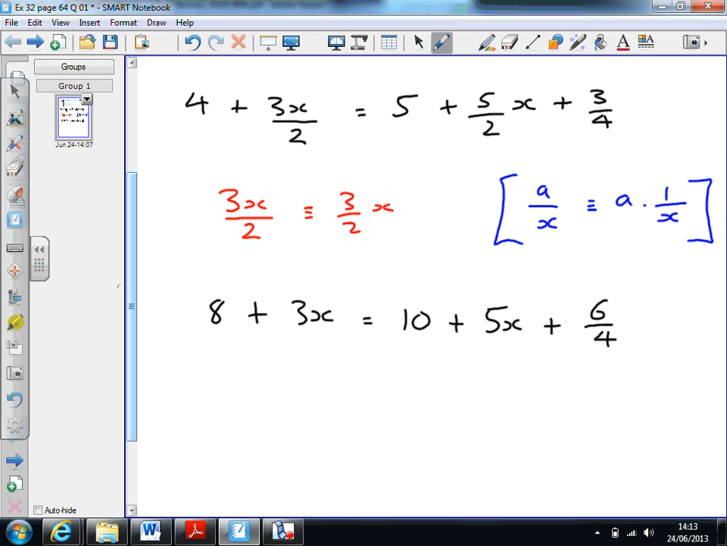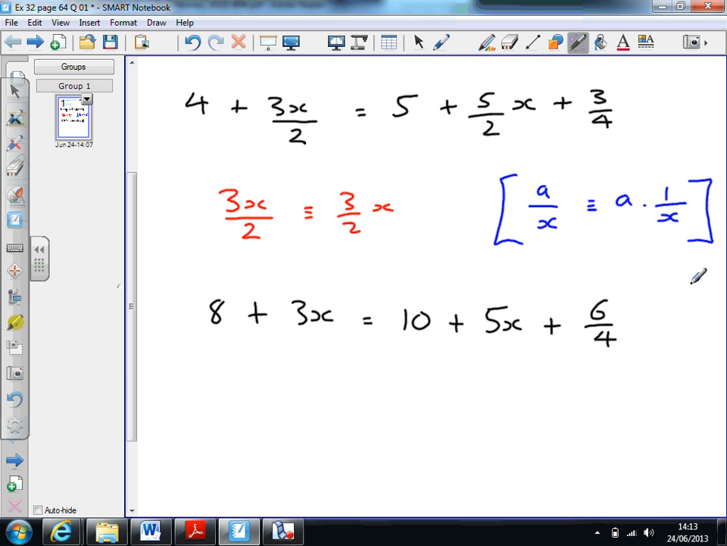Just pause a minute and see if you can see how that's arrived at. In this particular one, I've taken the 3 over the 4 and multiplied by 2. So 3 times 2 is 6 over 4. This is like 3 over 4 times 2 over 1. So multiplying out the fractions, I get 6 over 4.